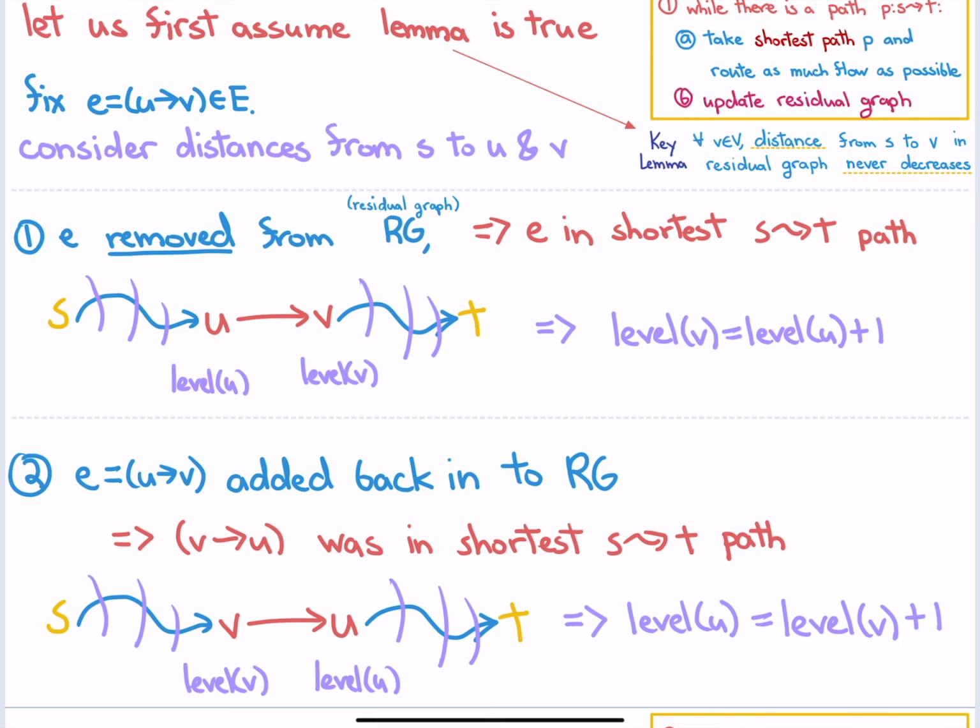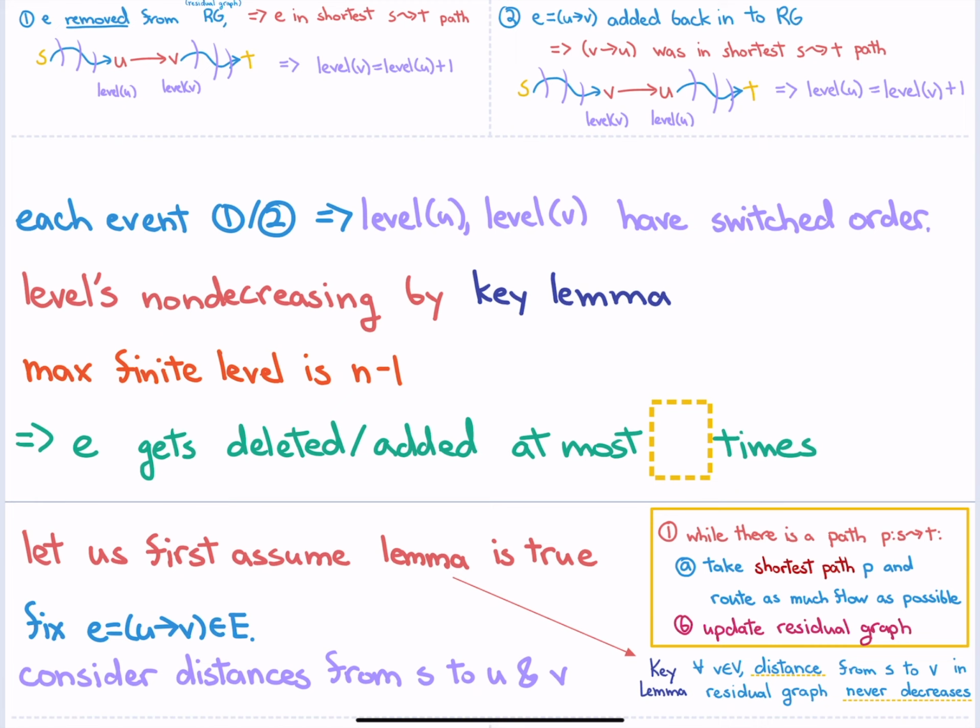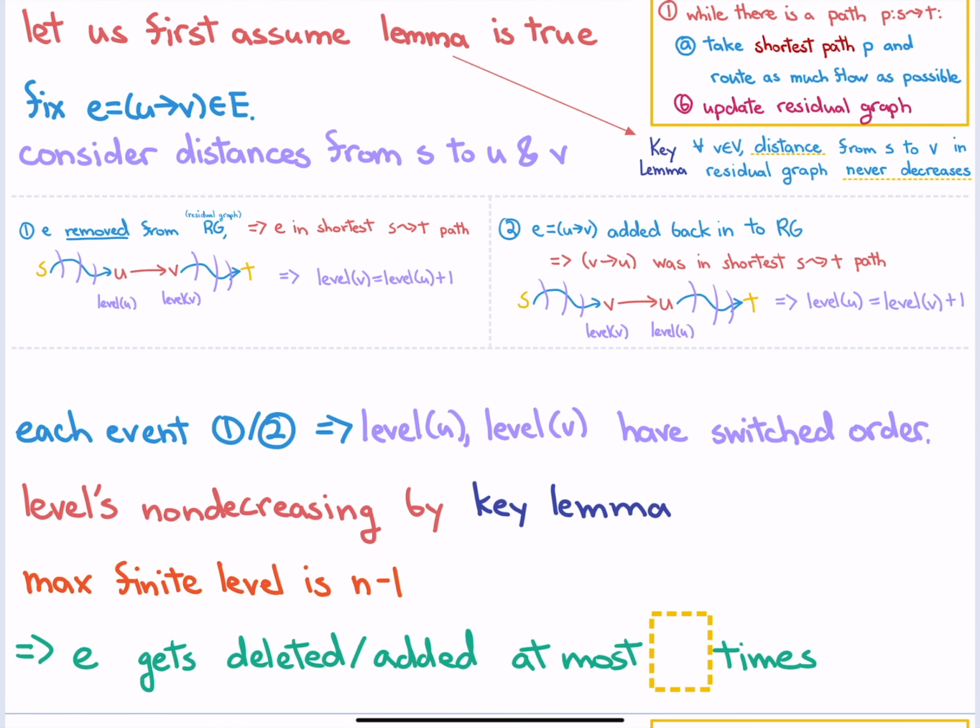Well, at one point in time, V was one step ahead of U when it got deleted, right? And at a later point in time, U was one step ahead of V. But the levels never go down. So the only way for me to cross my hands is if this one goes up by at least 2. The only way they can switch order is if they're going up. So every time it's deleted and introduced, they've switched order. And the only way to switch order is for their levels to go up.